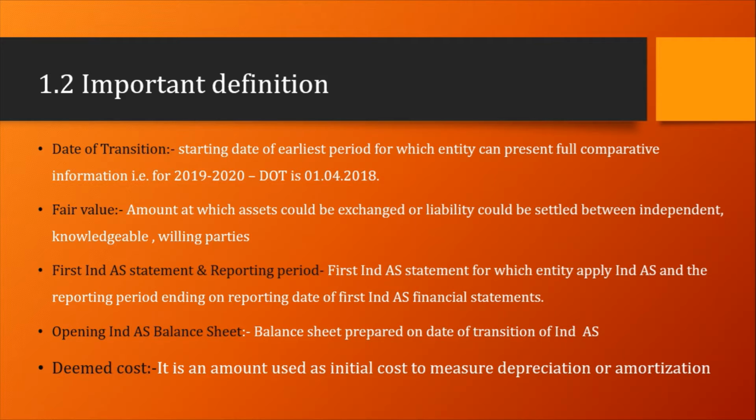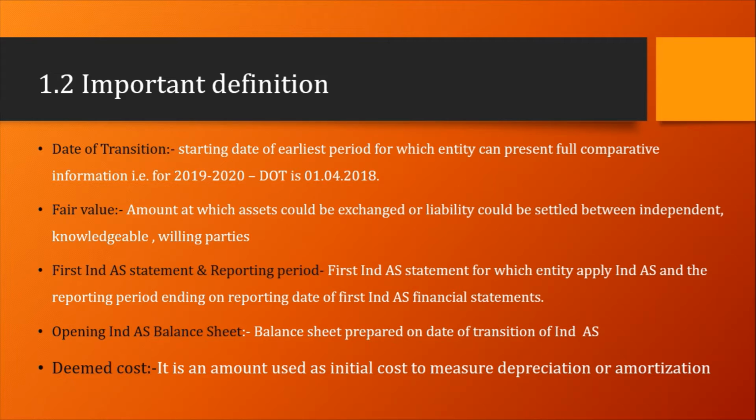So as I discussed, the date of transition is the starting point of the earliest period for which the entity can present full comparative information. Suppose you are going to prepare your financial statements for the period 2019-20, so the date of transition shall be the 1st of April 2018. So the first opening balance sheet is 1st April 2018, then comparative 1st April 2018 to 2019, and then 2019 to 2020 is our present first financial statement.